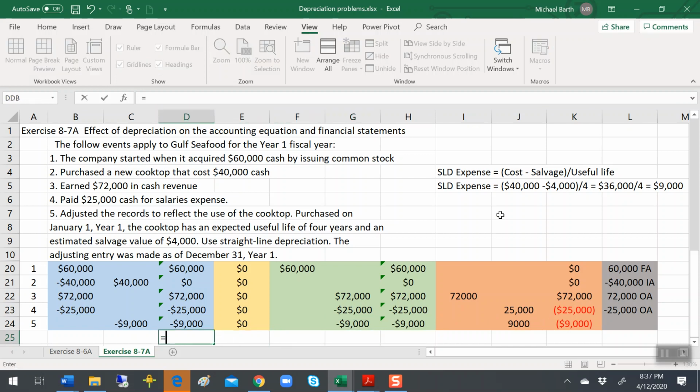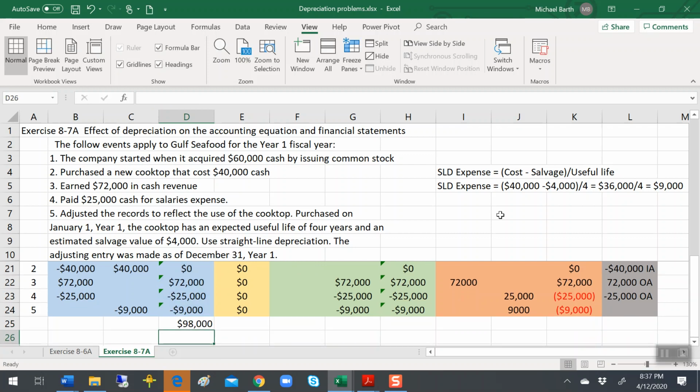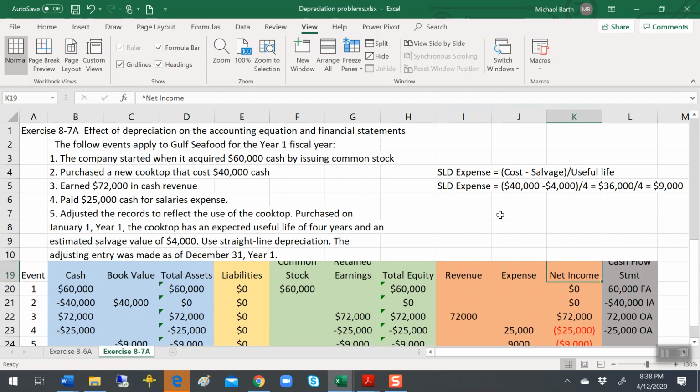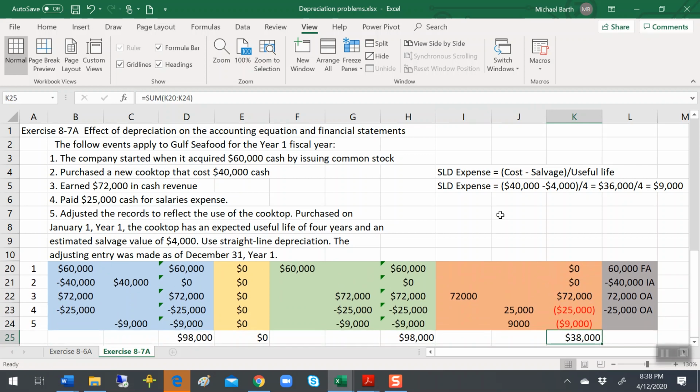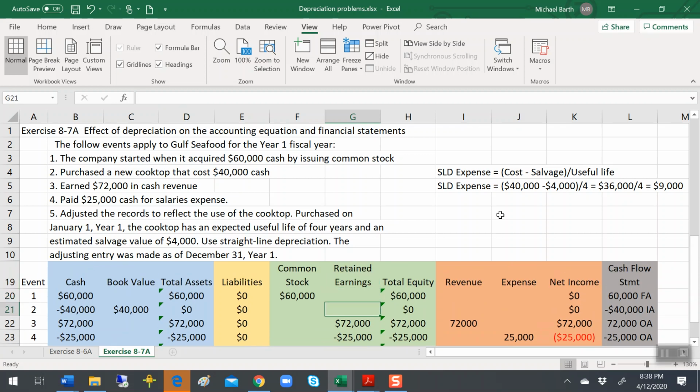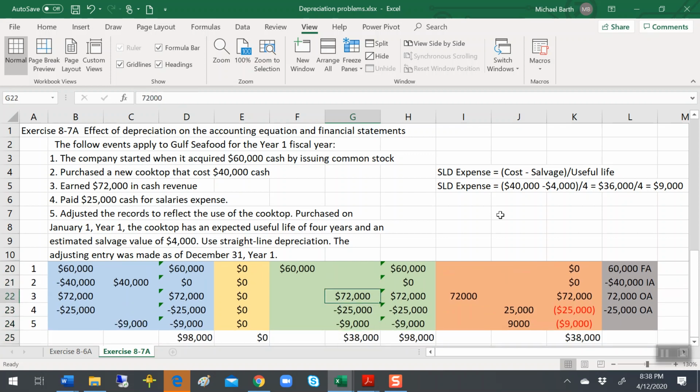When I add up all the asset transactions here, 1 through 5, $98,000. The equity is $98,000, and of course, that's still 0. The $38,000 net income over here is also going to correspond to the $38,000 increase in retained earnings. Okay, so all these accounts relate to one another.